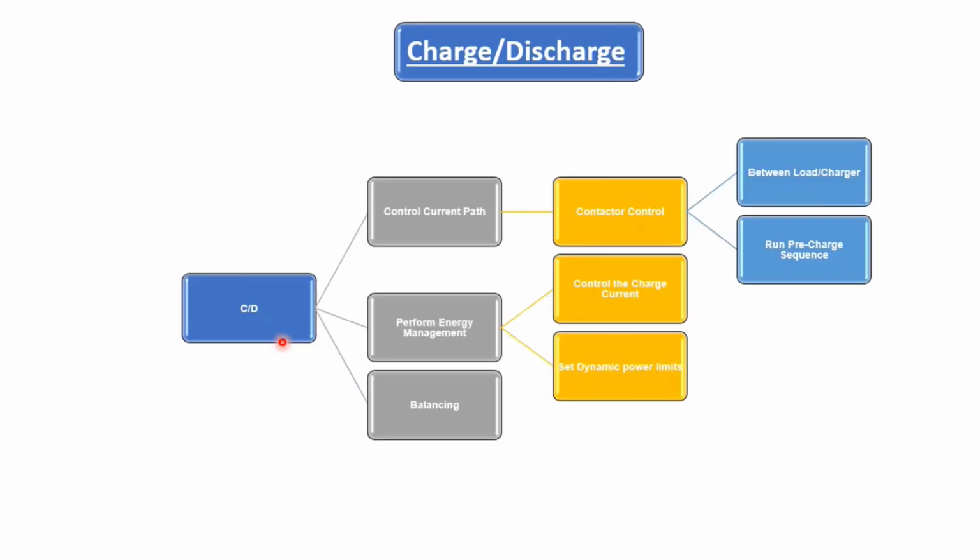Now, the other thing we have to check is the charge and discharge state. In the charge and discharge state, we have to check the control path, and perform energy management as well as balancing. In the current control path, we check whether the current is going directly or through the contactor control, and we have to check the pre-charge sequence.